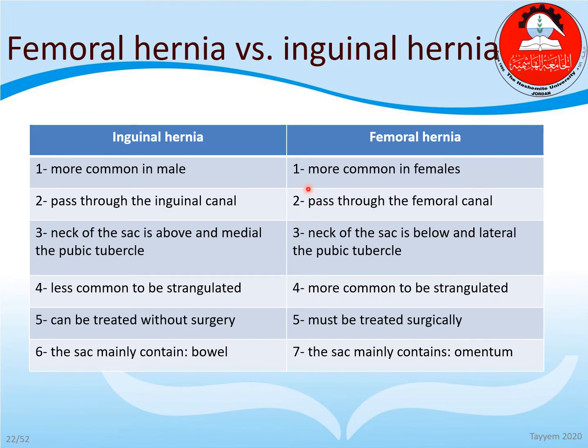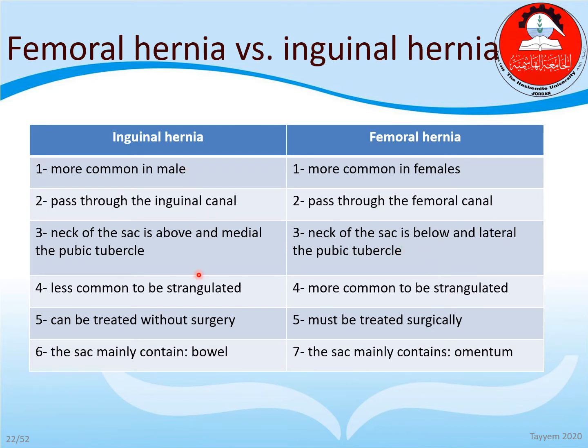This slide will just illustrate the differences between inguinal and femoral hernia. Inguinal is common in males, femoral common in females, and the inguinal passes through the inguinal canal, here through the femoral canal. In the inguinal hernia, the sac is usually above and medial to the pubic tubercle. Here the neck of the sac is below and lateral to the pubic tubercle.